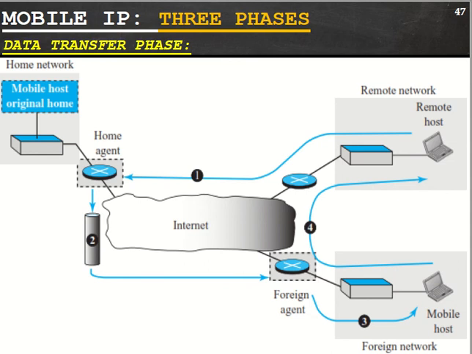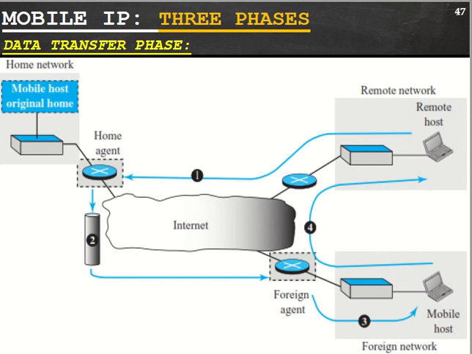Now the third one, from the foreign agent to the mobile host. When a foreign agent receives a packet, it removes the original packet. However, since the destination address is the same as the home address of the mobile host, the foreign agent consults a registry table to find the care of address of the mobile host. The packet is then sent to the care of address, as you can see in this, that is path number 3.